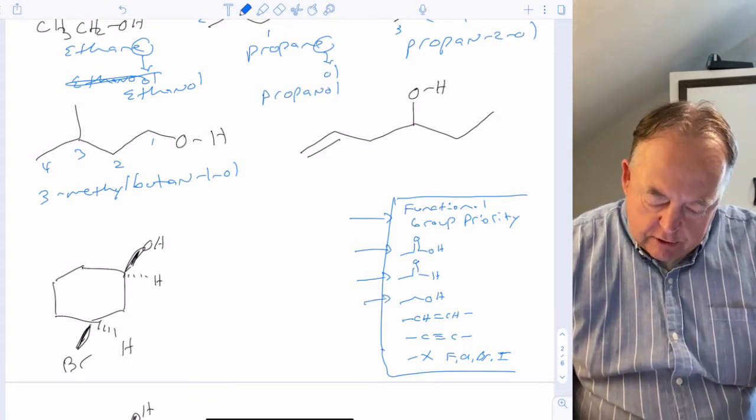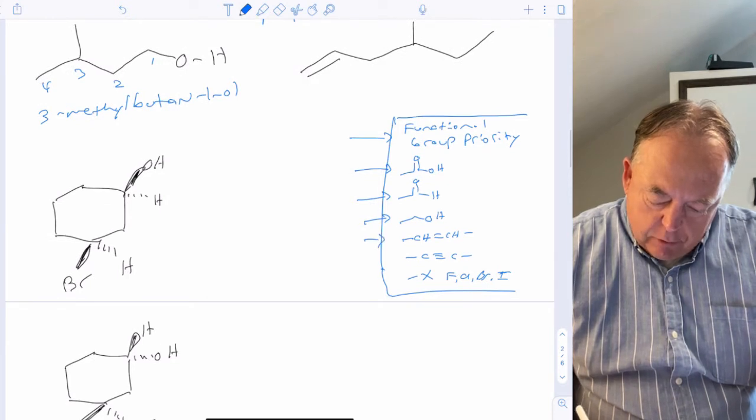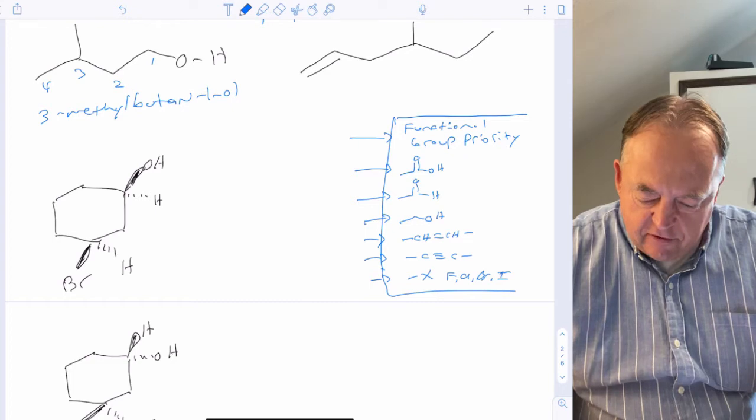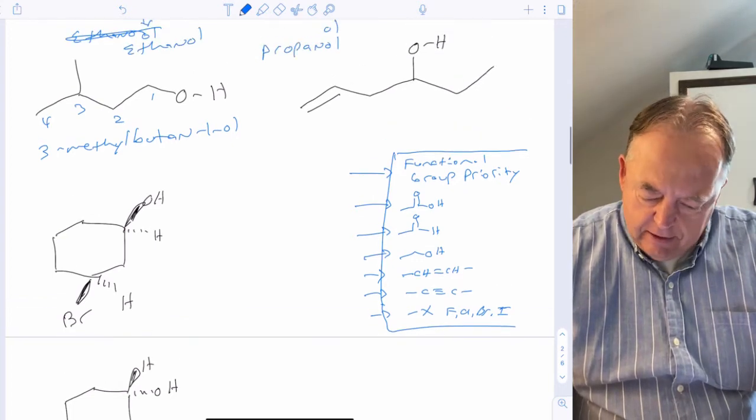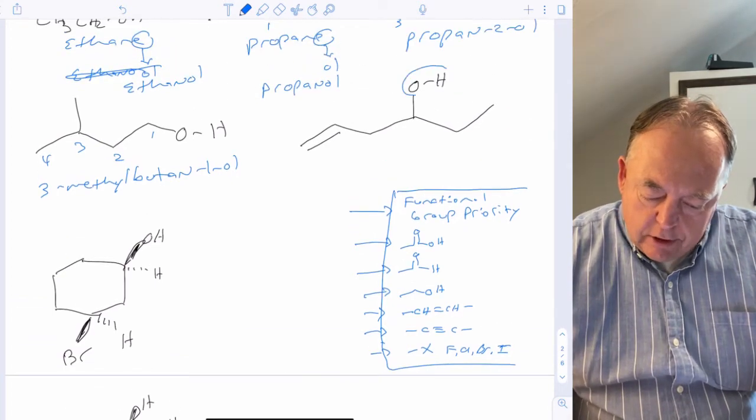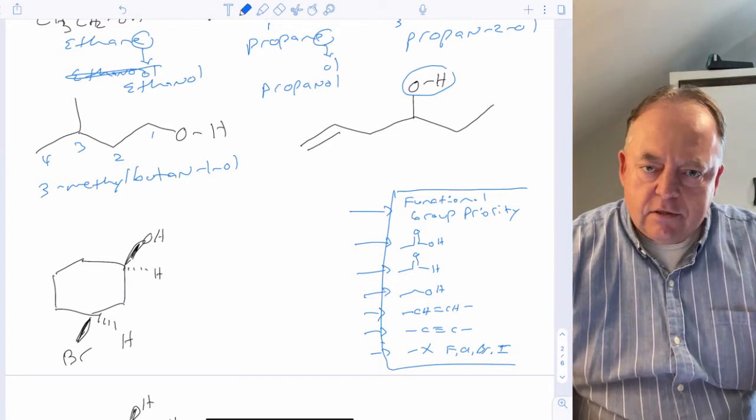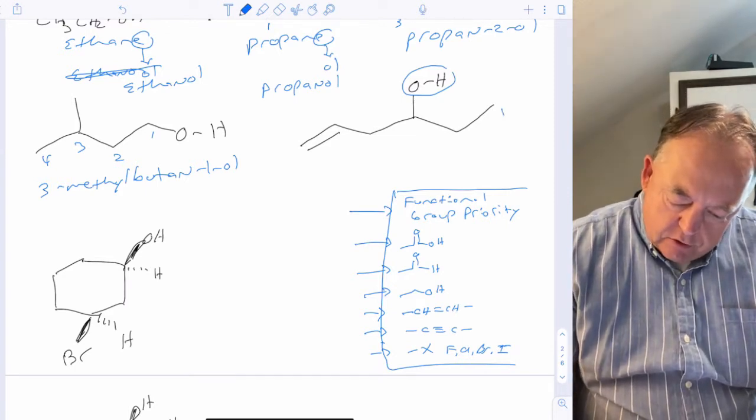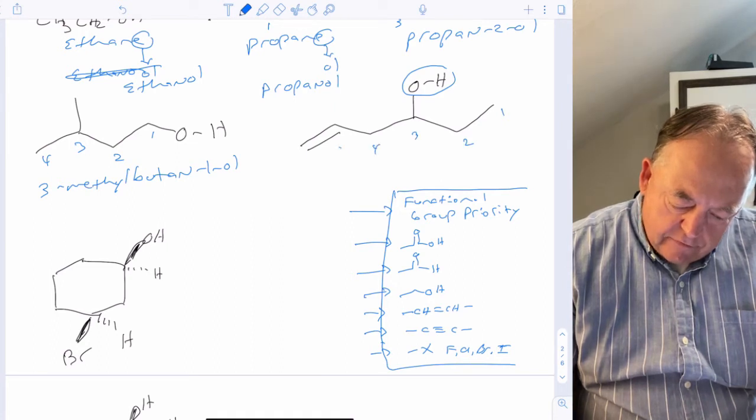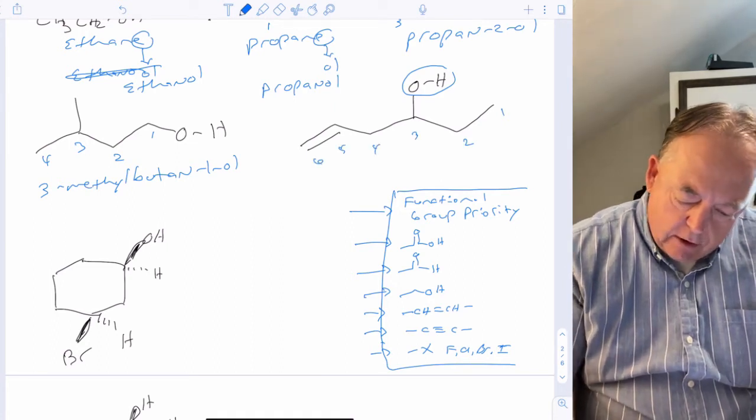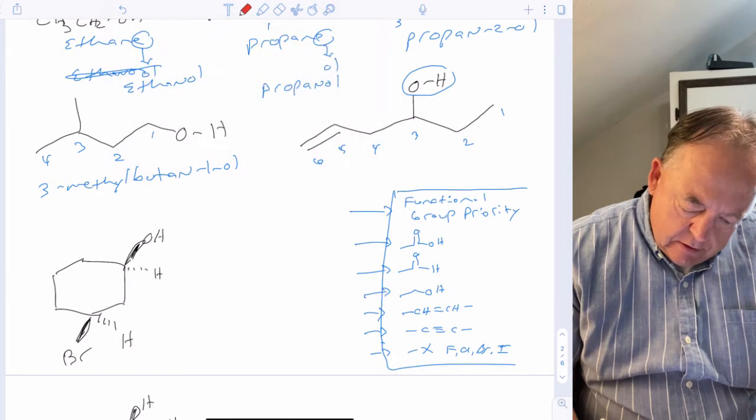Alcohols, 1 oxygen. And then alkenes have priority over alkynes, and then alkyl halides basically have very little priority at all. So the alcohol has higher priority than the alkene, so we need to number the carbon chain to keep the alcohol as low as possible, which means 1, 2, 3, 4, 5, 6. If we number from the right, the alcohol is at carbon number 3.